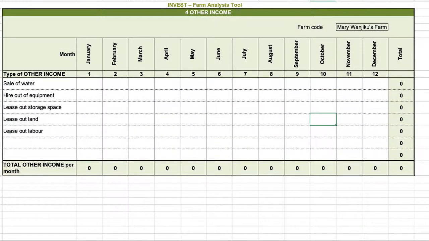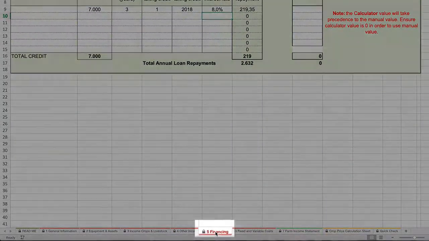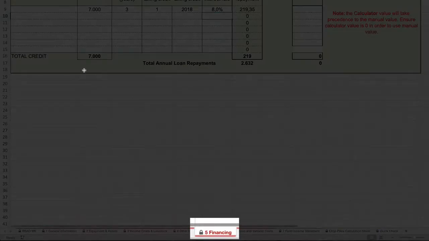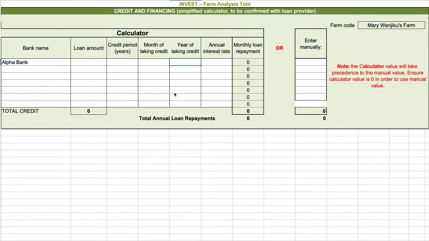We go to the next sheet, which is other income, but we can see that there is no other income mentioned for Mary's farm. So let us go to the sheet financing. And again, we remove the data.